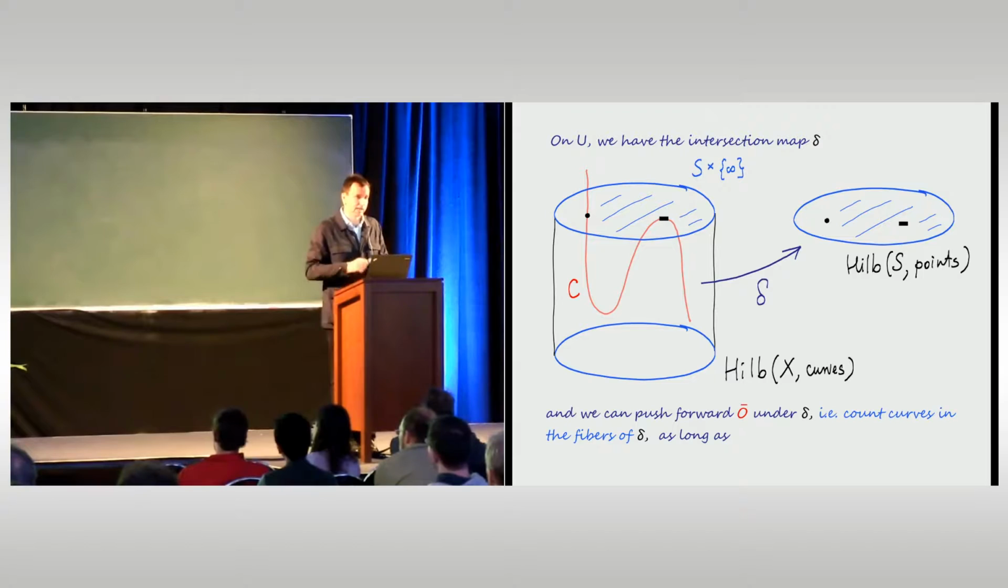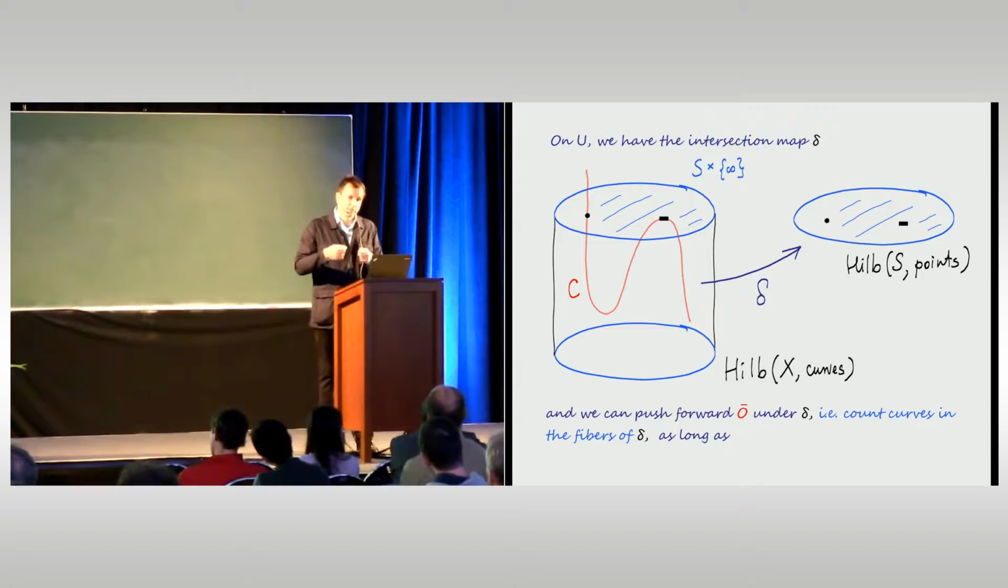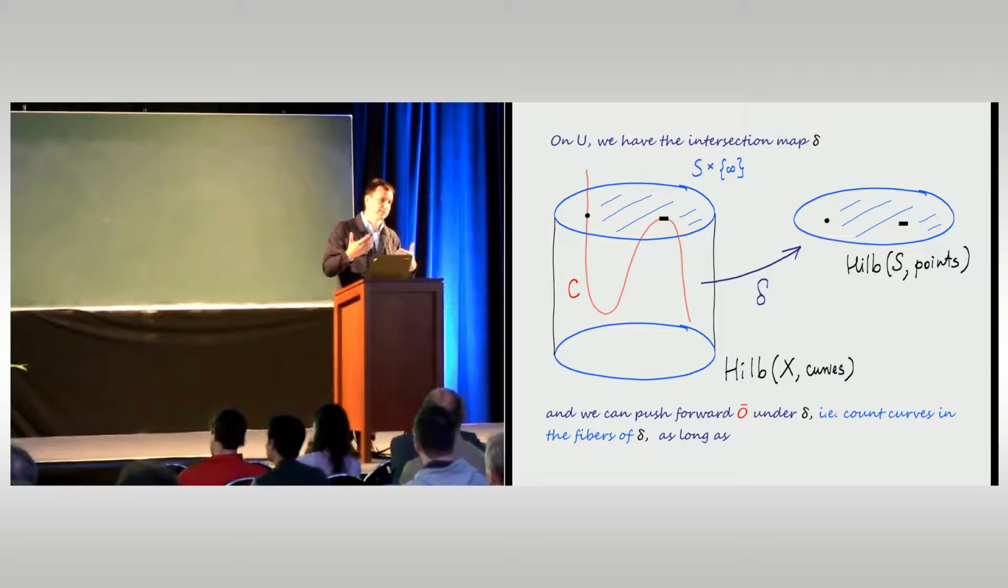It means I count curves in the fiber of this map. What does it mean? I count curves remembering in which fashion they intersect my surface. Meaning, they could intersect transversally at some point, maybe be tangent at some other point, maybe triply tangent at some other point, and so on and so forth.